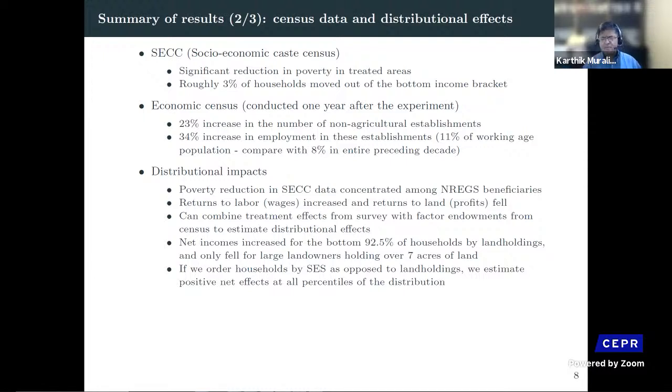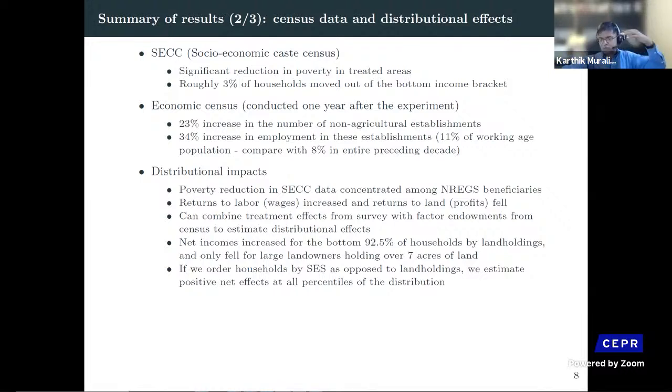Now, the other thing we've been able to do in the last year, which we had not thought about before, is that we don't observe the big landlords in the survey data, okay? But you can characterize the distribution effects by taking the treatment effects from the survey and then applying that to the factor endowments that you get in the census, okay? So basically you see in the survey that the returns to labor went up, wages went up, the returns to land fell. The SECC gives you every household by land holding, right? So you have a census of households by land holding, and that also gives you household composition, so you know who are the working age adults in the house. Okay, and so that allows you to basically impute for households at every percentile of the landholding distribution what would be the expected wage gain and what would be the expected profit loss.